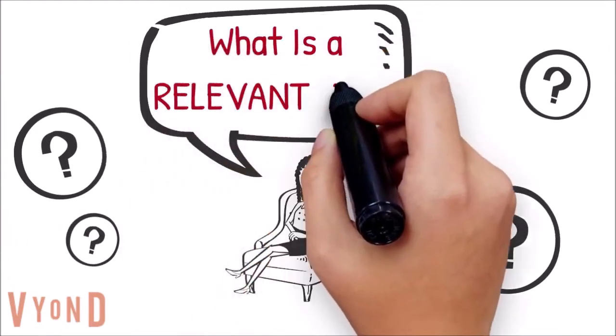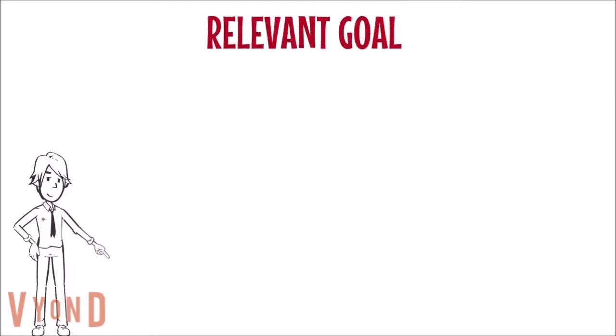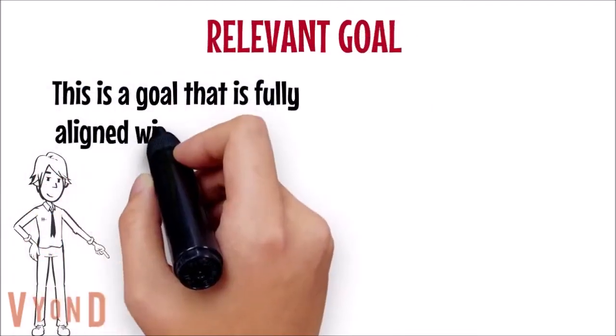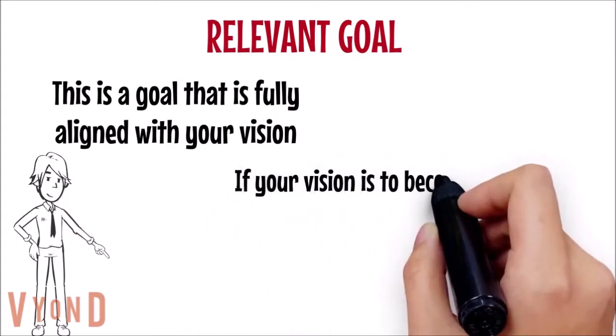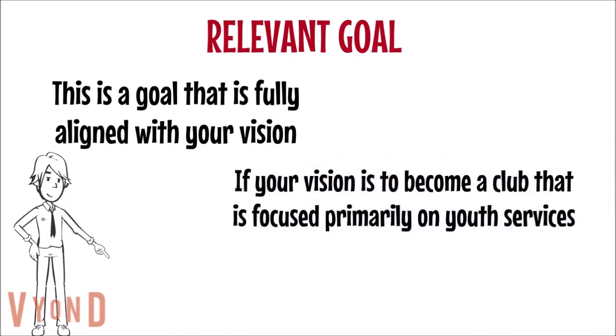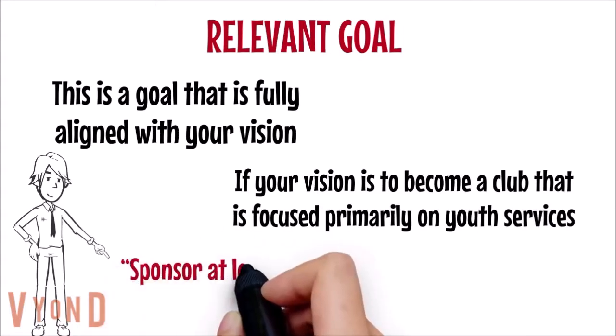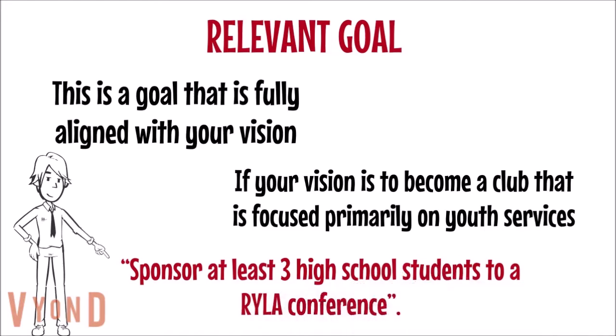What is a relevant goal? A relevant goal is a goal that is fully aligned with your vision. If your vision is to become a club that is focused primarily on youth services, then your key goals could reflect that focus with a goal like sponsor at least 3 high school students to a RILA conference.